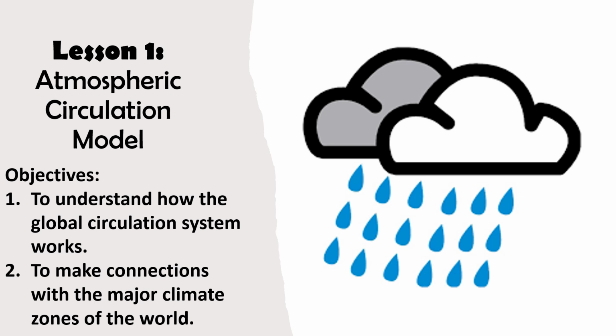Okay, so what we're going to do is try to understand how the global circulation system works, and also all the components involved. And secondly, we're going to look at how to make connections with the major climate zones of the world. We're not going to go into too much detail. We will save that for another lesson, but we're just going to try to make sense of all these things.